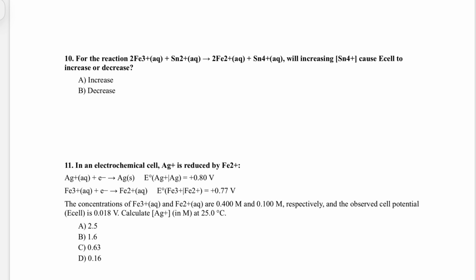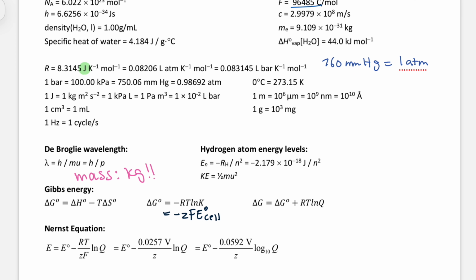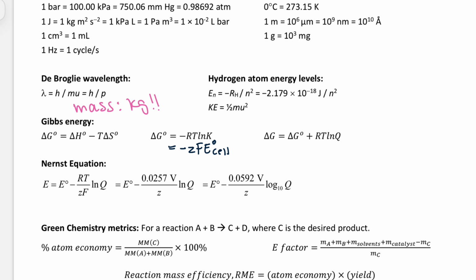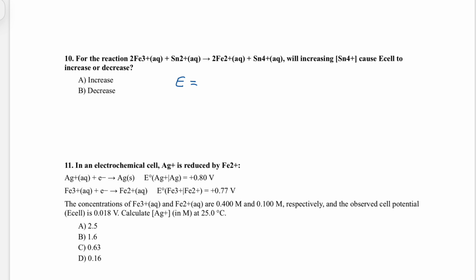Okay, question 10. For the reaction, will increasing the concentration of Sn4 plus cause E cell to increase or decrease? So this is a fun logic question. So let's use one of the formulas to logic it out. So let's use this one. E equals E naught minus RT over ZF ln Q.